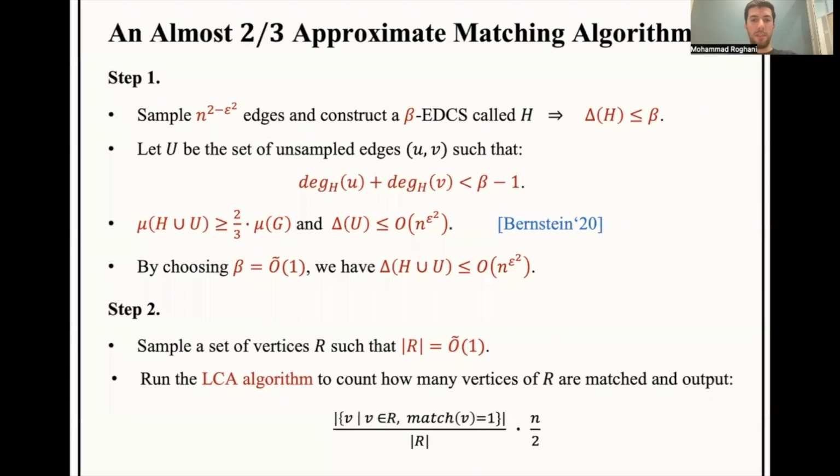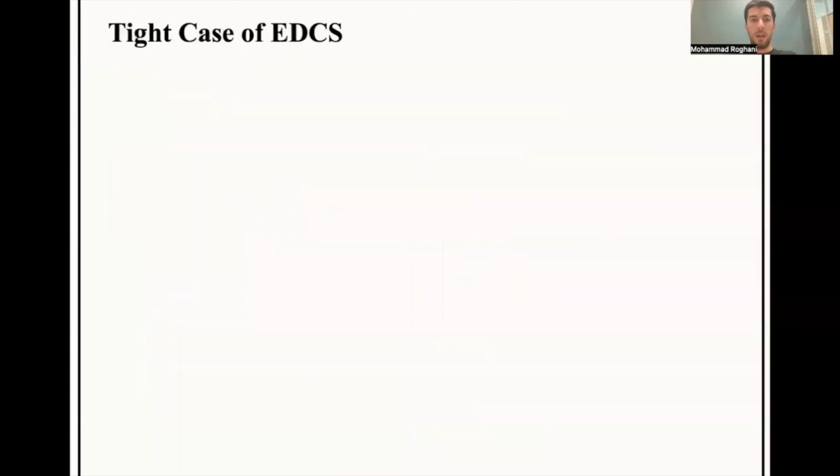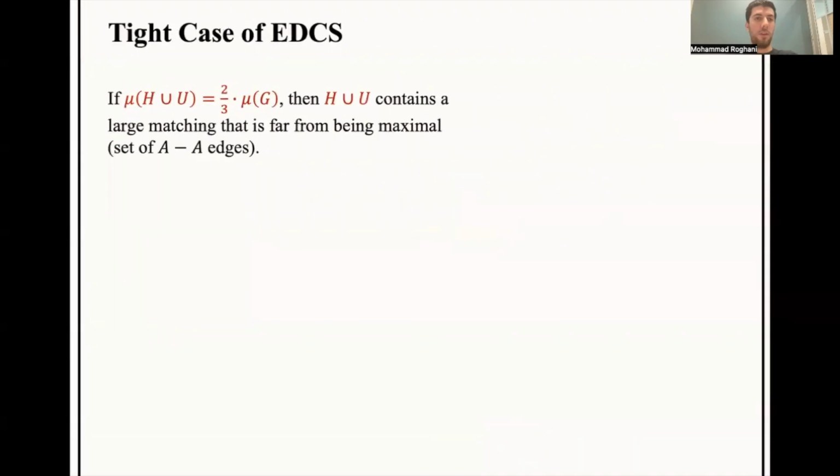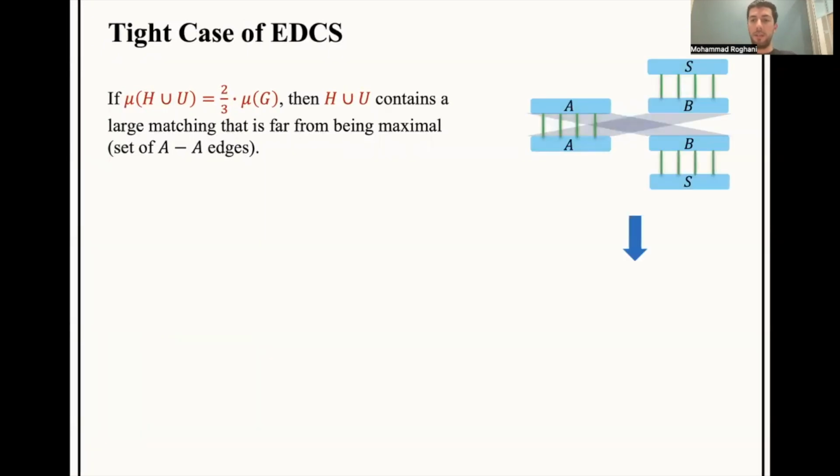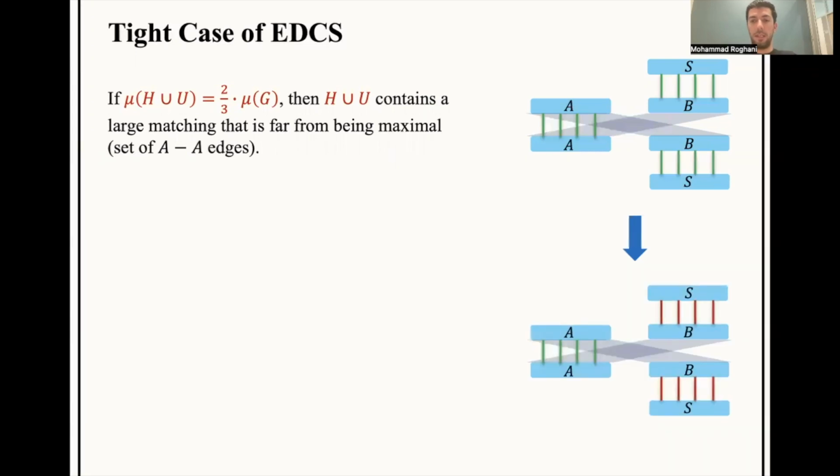Next, we show how we can beat the two-third approximation ratio. Suppose that the union of H and U does not contain a matching larger than two-thirds of the maximum matching of G. Then we can show that the union of H and U contains a two-third matching that is also far from being maximal. So for example, in our construction, if we consider the EDCS of the construction, the matching of the EDCS can be edges between S and P vertices. So if we add AA edges to this matching, it can be augmented to a larger matching that is better than 2/3. So all we need is to find those AA edges that are missing in the EDCS.